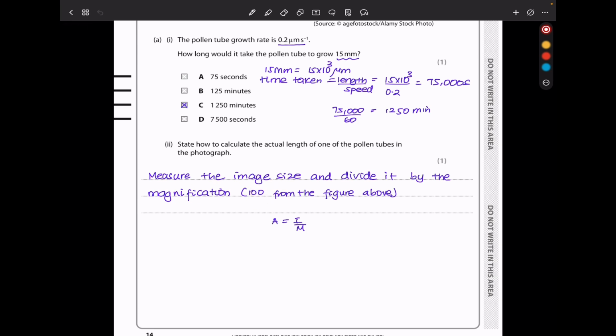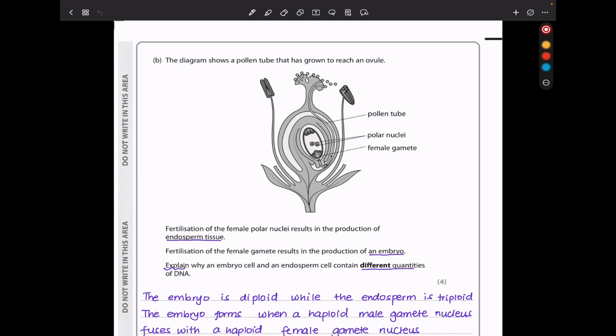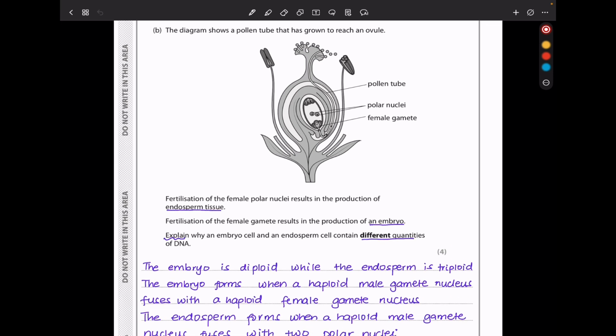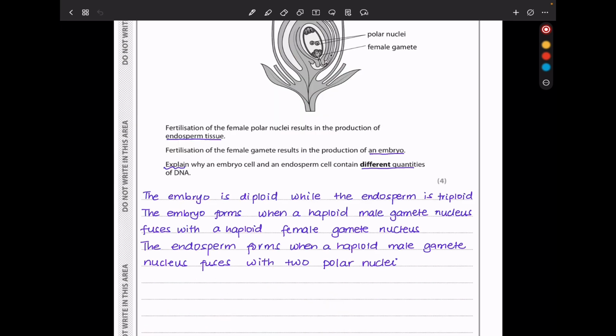to get my accurate answer. In part B, the diagram shows a pollen tube that has grown to reach an ovule. So we can see this is the pollen tube growing in there. It has reached the ovule. Fertilization of the female polar nuclei results in the production of the endosperm tissue. Fertilization of the female gamete results in the production of an embryo. Explain why an embryo cell and an endosperm cell contain different quantities of DNA.